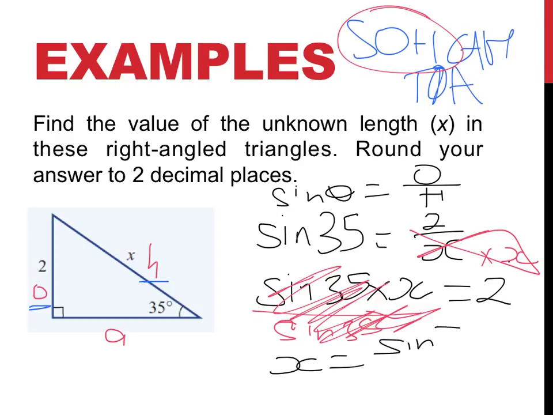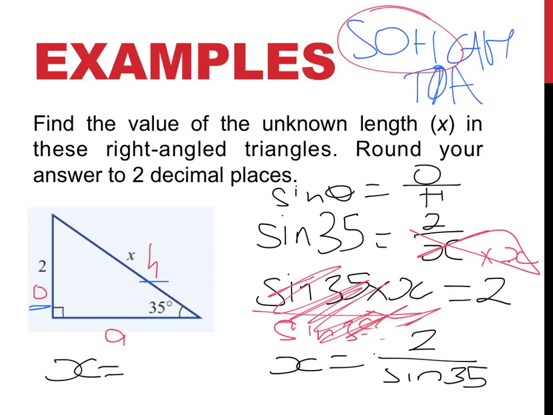If I do it to that side, I have to do the same thing to the other. The 2 was over there originally, so when I divide this side by sine 35, it's going to have the 2 on the top, divided by sine 35. And to 2 decimal places, x equals 3.49. That means that this side here is 3.49. Does that seem about right? Well, it's a hypotenuse and it's longer than the opposite, so I think I got the hang of it.